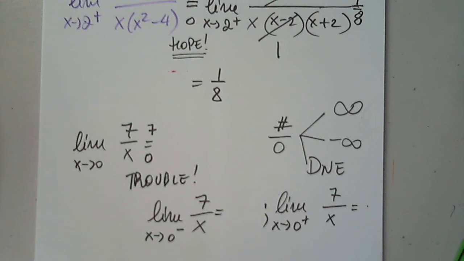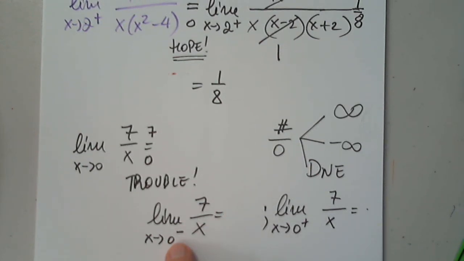I think 7 over x to the power of 2. So what is the answer here? Is it infinity? Say it again. Infinity. 0 from the left. Give me a number extremely close to 0 from the left. It's not negative infinity. That's it.